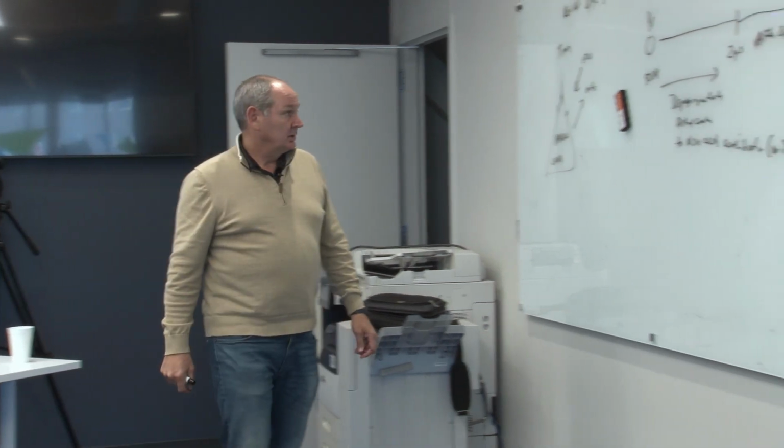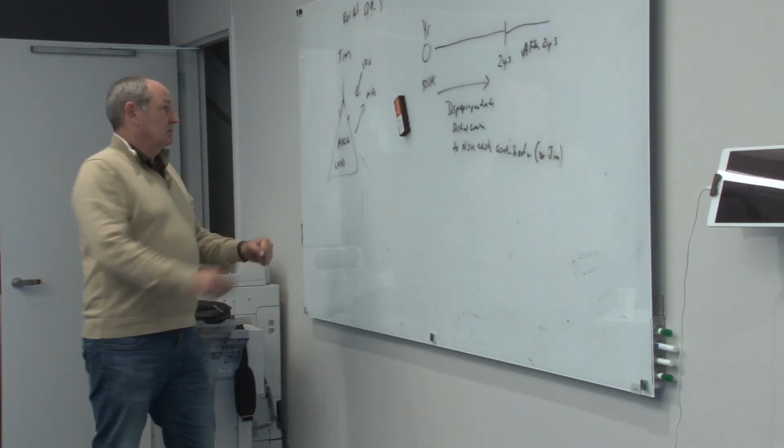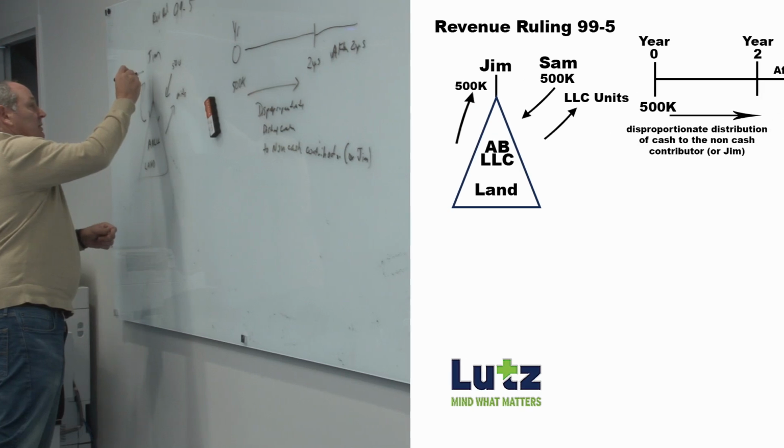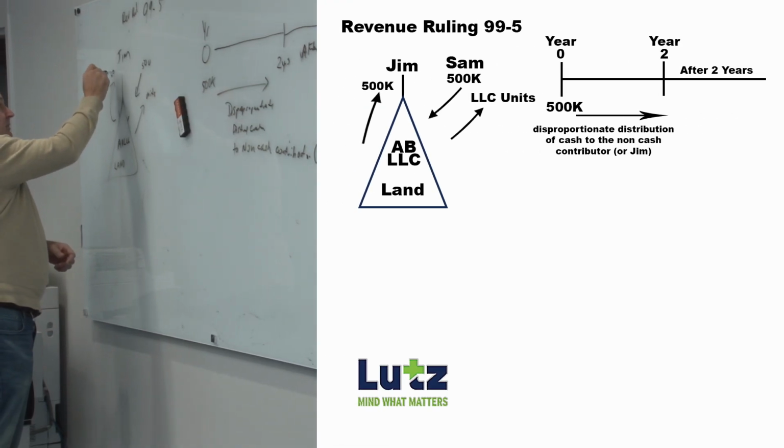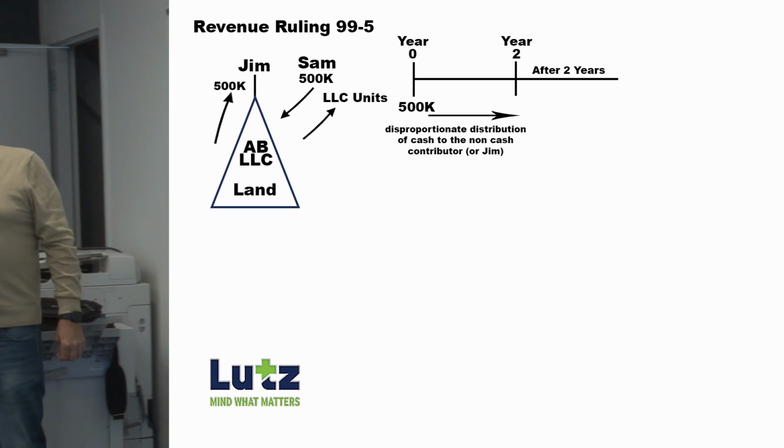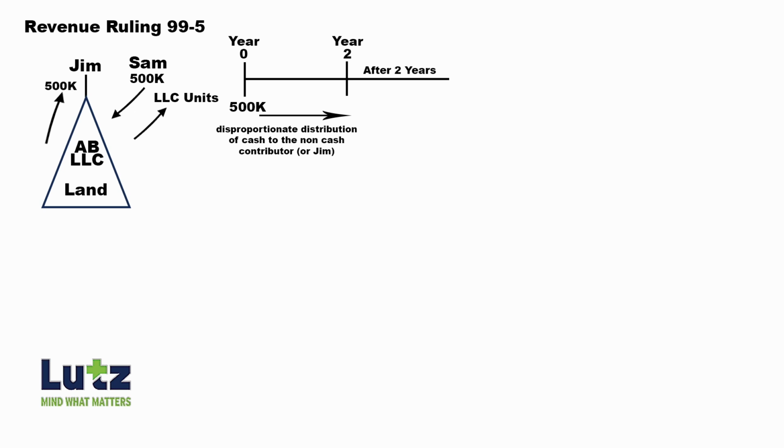That really, even though there's a contribution of cash, there's a U-turn, and Jim got 500, that cash coming out is the exact same thing as Sam having bought the property from Jim. This is for whatever it's worth. This is a rebuttable presumption. And what the hell does that mean?